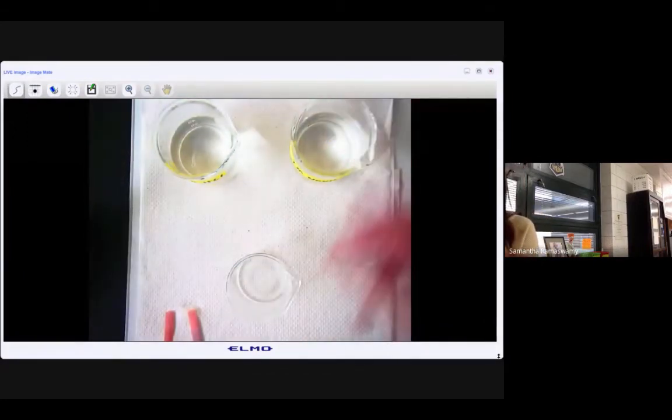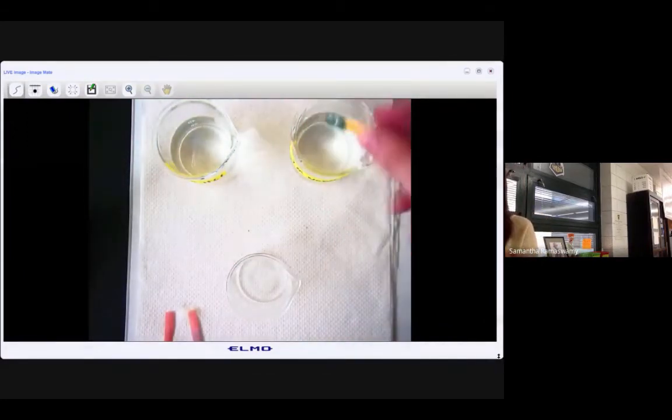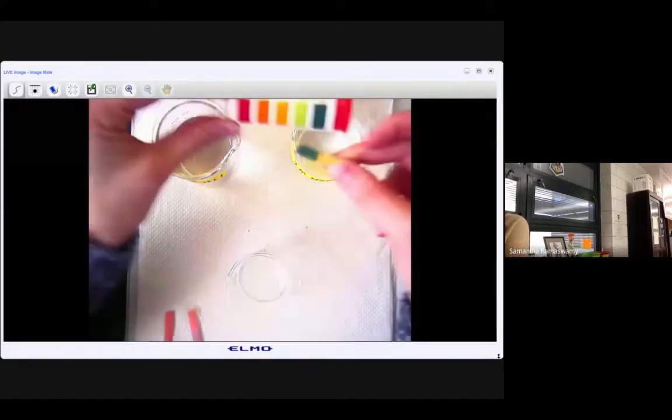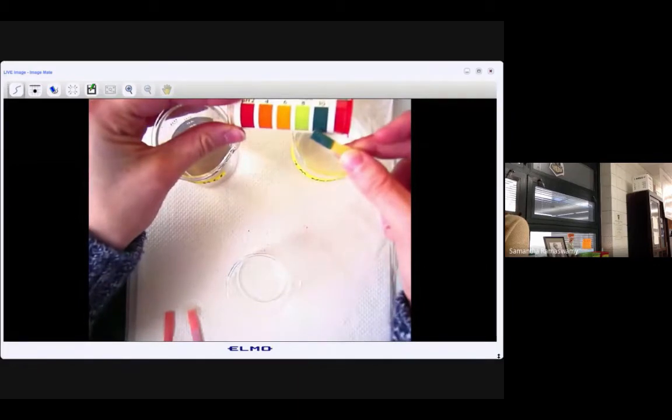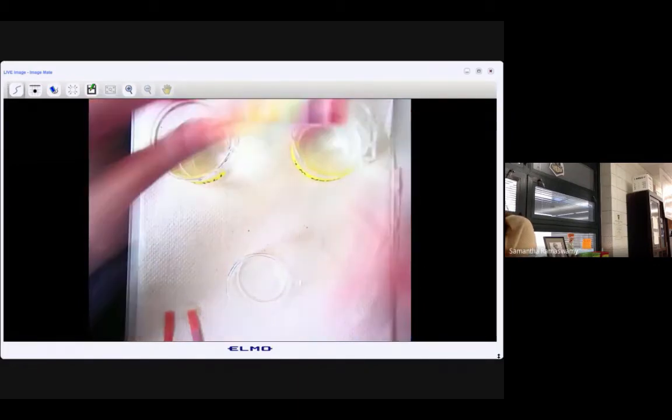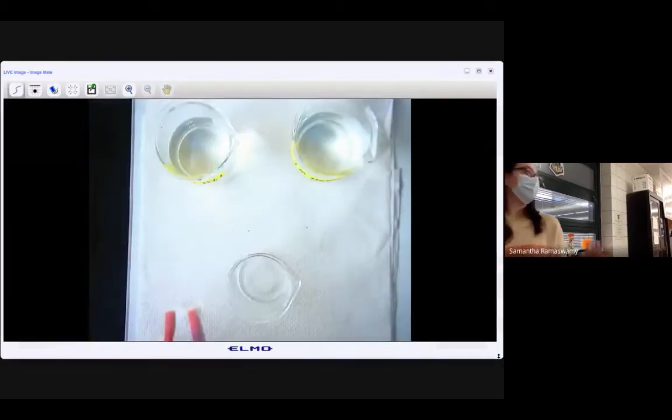Do the same thing with the base. So I dipped it into the base and compared it. I notice that it's closest to a pH of 10. That tells me that it should be a base.